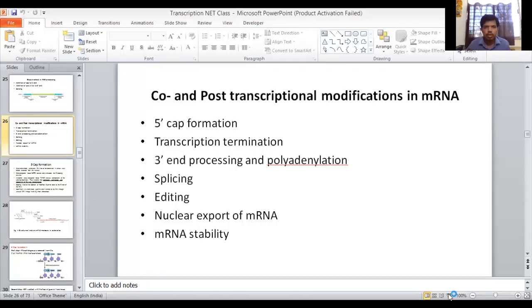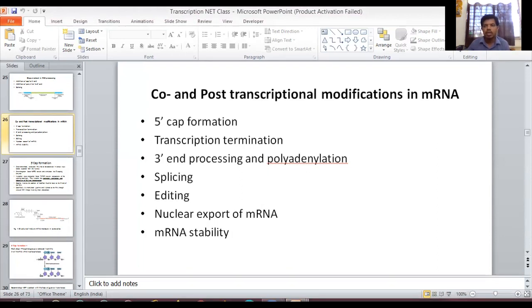So now, first of all, that is 5' cap formation. If you see this one, these are the various stages or steps which occur during the co and post transcriptional modifications in mRNA. First of all, that is 5' cap formation. After that, transcription termination. Then 3' end processing and polyadenylation, splicing, editing, nuclear export of mRNA, as well as the mRNA stability. So all these are the stages which occur during the co and post transcriptional modifications in mRNA.